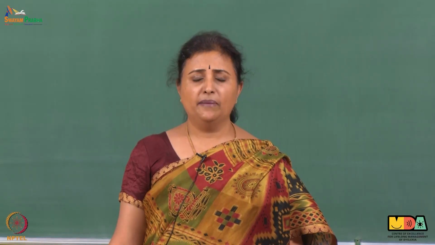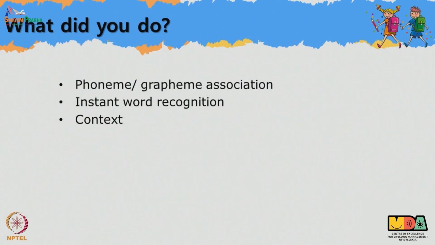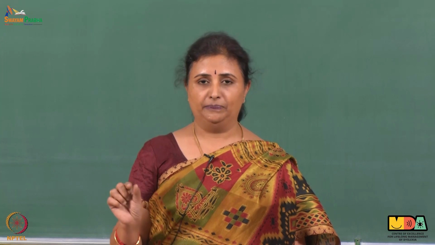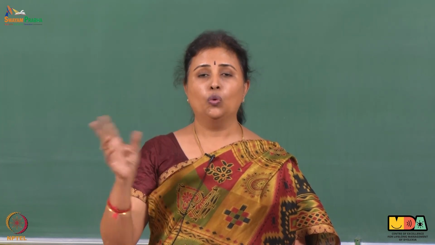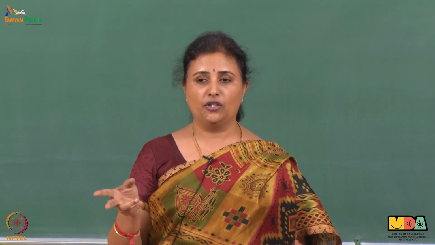Now, why were we able to do all these things efficiently and in a rapid and accurate manner? Because we had phoneme-grapheme association, which is most important. Let us now understand what is phoneme. Phoneme is nothing but the smallest unit of sound or a syllable, and grapheme is a letter. So, we had the letter-sound association.